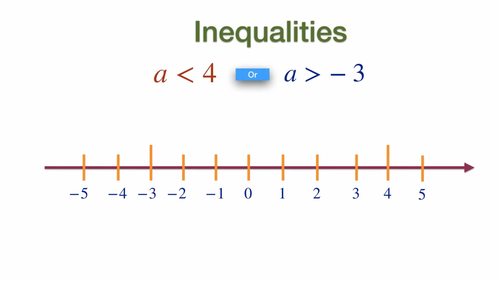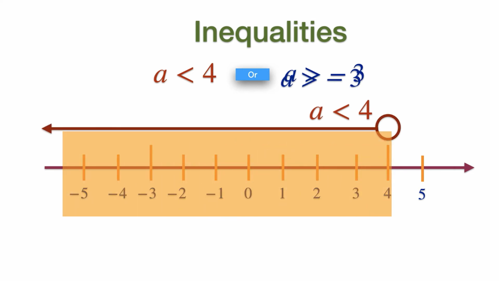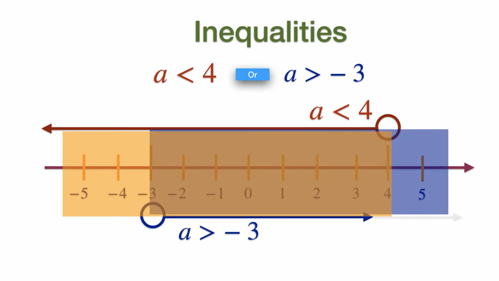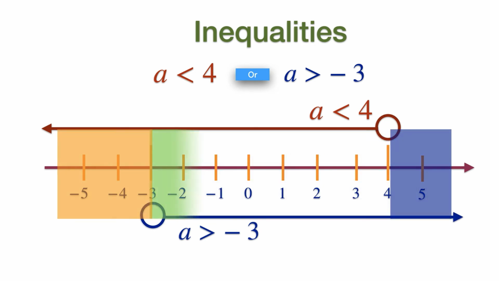If we now replace the word "and" with another word, "or", then this is a very different problem. The word "or" indicates that either inequality can be satisfied individually or together. For example, the inequality a < 4 is satisfied by all the numbers that are less than 4. Similarly, all the numbers greater than -3 satisfy the inequality a > -3. And the numbers between -3 and 4 satisfy both the inequalities.